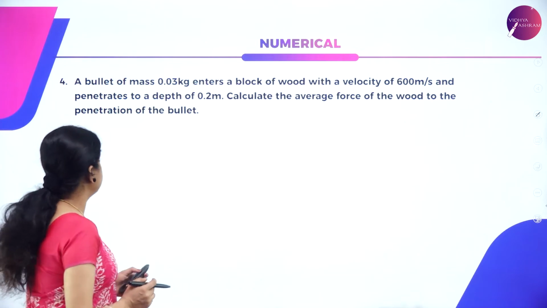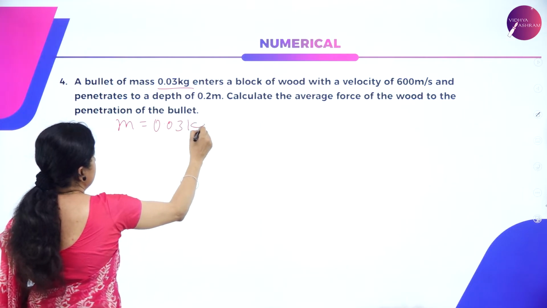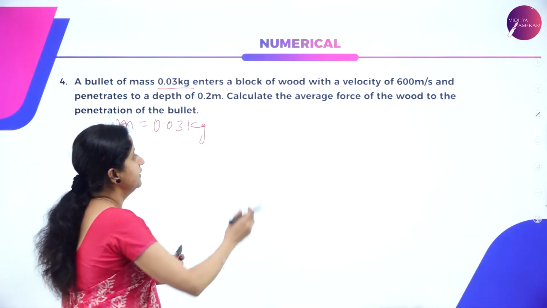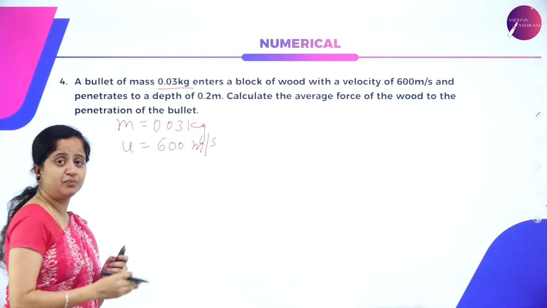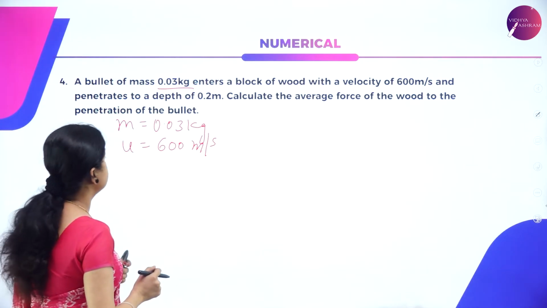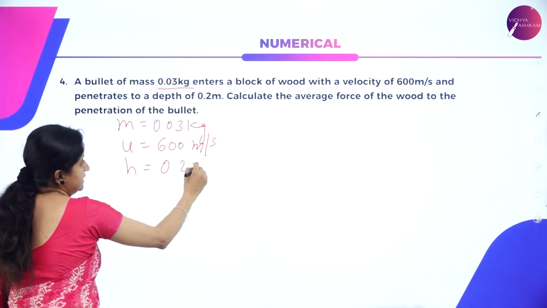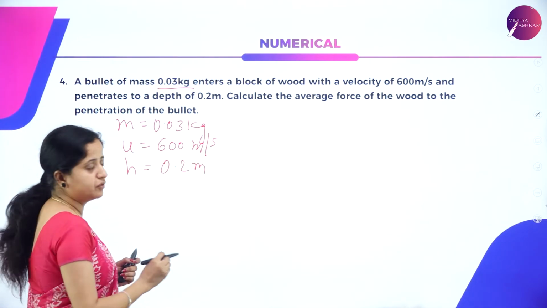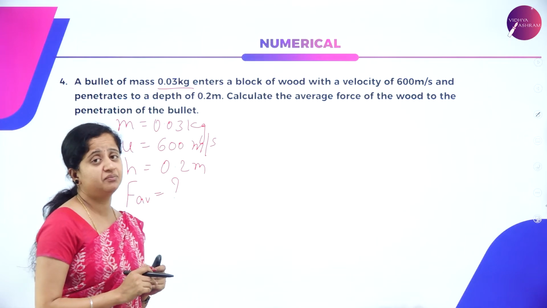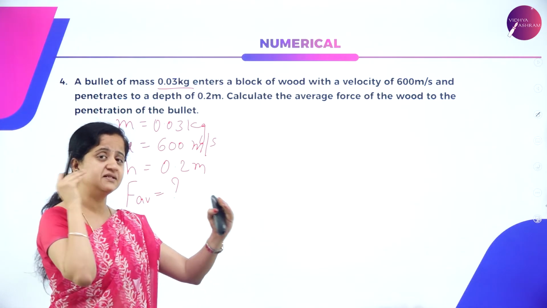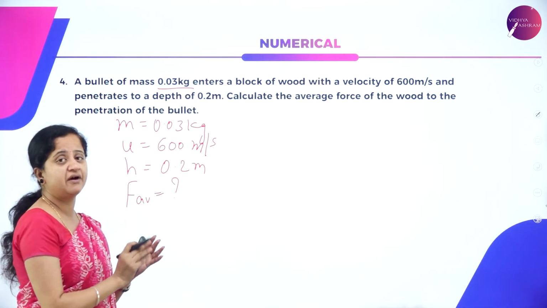The next problem of the session is, a bullet of mass 0.03 kg enters a block of wood with a velocity of 600 meter per second. That is the initial velocity of the bullet when it enters the block of wood, 600 meter per second, and it penetrates to a depth of 0.2 meter. Calculate the average force of the wood. We have to find out the average force of the wood due to the penetration of the bullet. So when the bullet penetrates the wood, what is the average force exerted when it enters the wood? We have to calculate that.